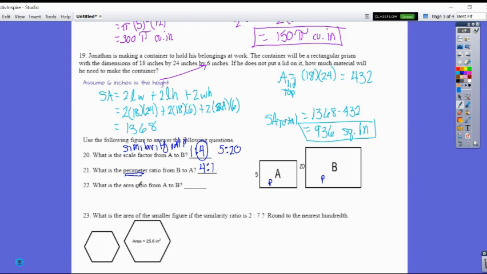22, what's the area ratio from A to B? Area says we're going to square it. 1 squared is 1, 4 squared is 16.